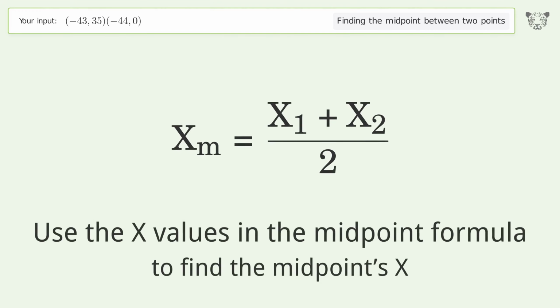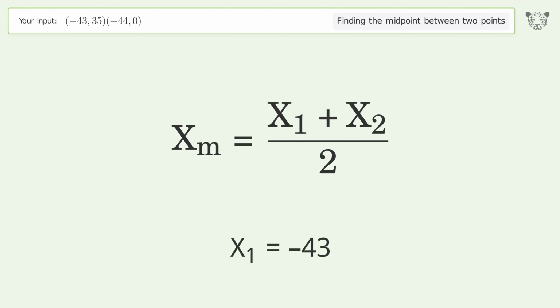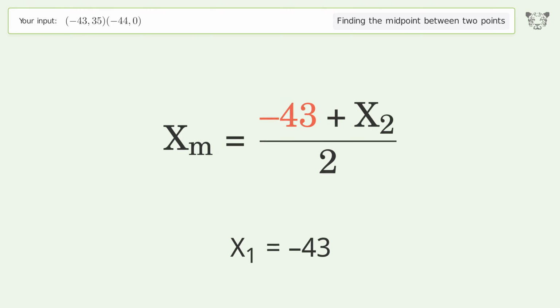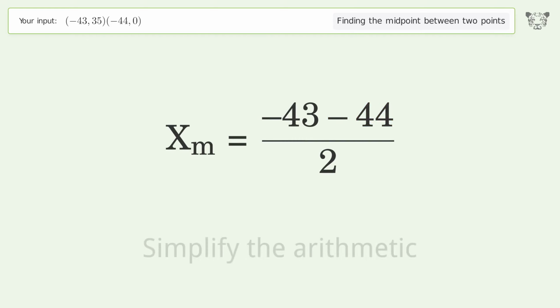Use the x values in the midpoint formula to find the midpoint's x. x1 equals negative 43. x2 equals negative 44. Simplify the arithmetic.